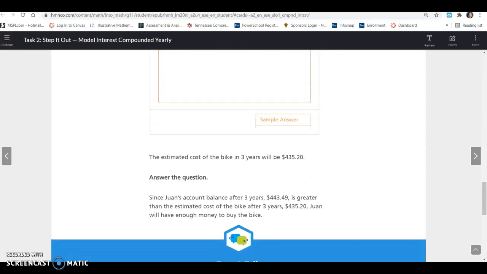All right. So the estimated cost of the bike in 3 years will be $435.20. Since Juan's account balance after 3 years is $443.49, and that's greater than the estimated cost of the bike after 3 years, Juan will have enough money to buy the bike. All right, that's all for task 2. If you have any questions, please let me know.